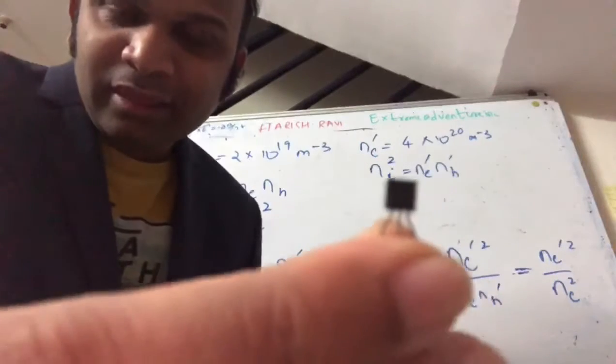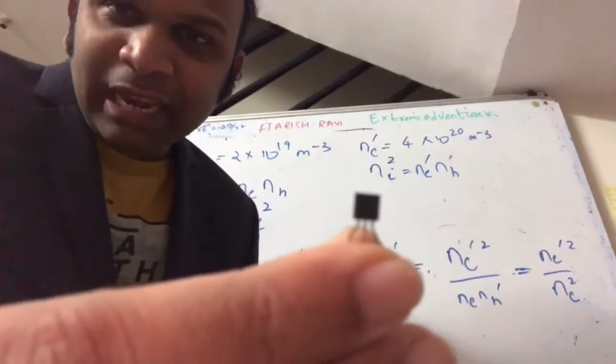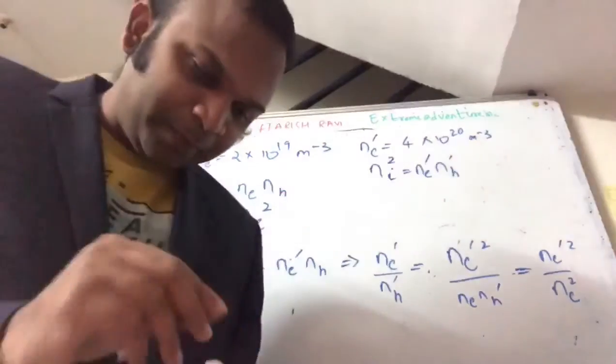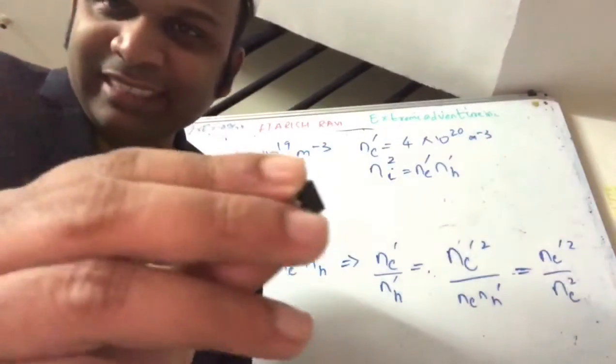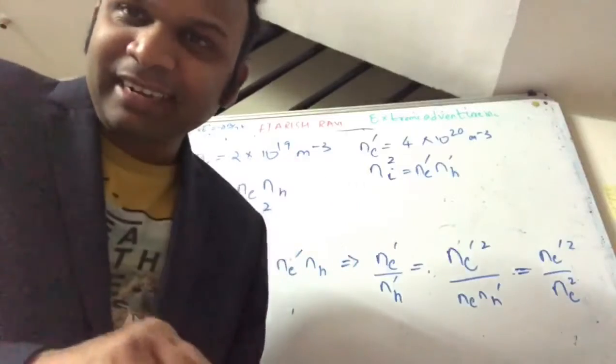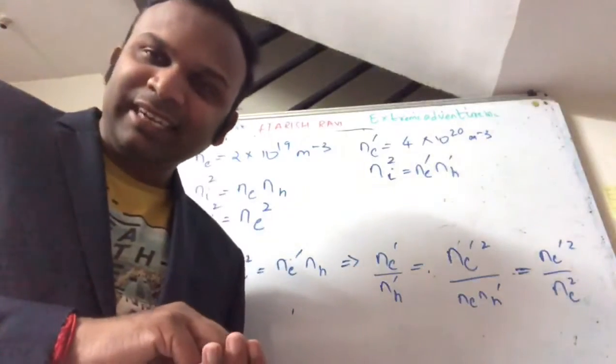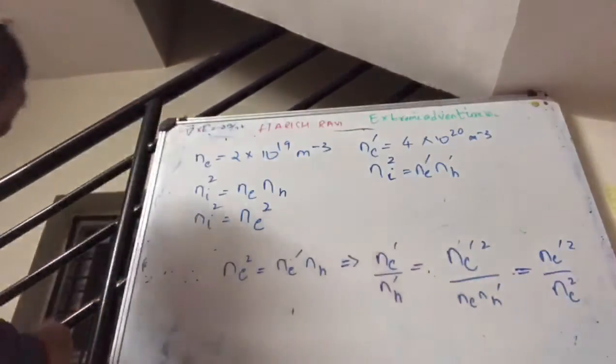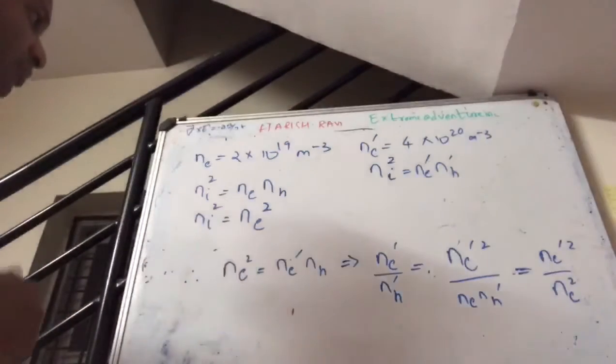Today I'll be talking about semiconductors. So this is a PNP transistor, and an NPN transistor also looks like this. So this is an IC. An IC has several transistors. Each transistor is made up of N-doped, P-doped, and N-doped junctions. So this is a problem on doping.